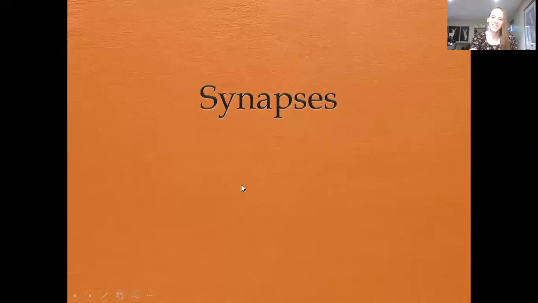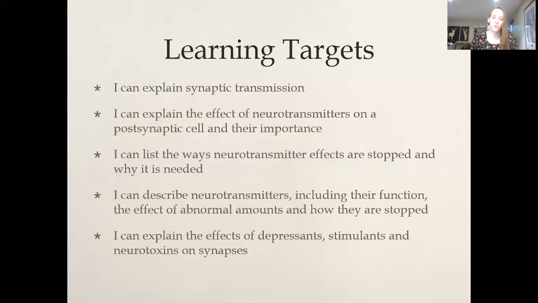So in this lesson called Synapses, we're going to be going over what synaptic transmission is and how it works. We're going to talk about the effects of neurotransmitters on the postsynaptic cell. You need to know different ways that neurotransmitters can be stopped and why that's important. You need to know what different neurotransmitters do and what could happen if there's too many or too few neurotransmitters. And then we're going to briefly touch on the effects of depressants, stimulants, and neurotoxins on the process of synapses.